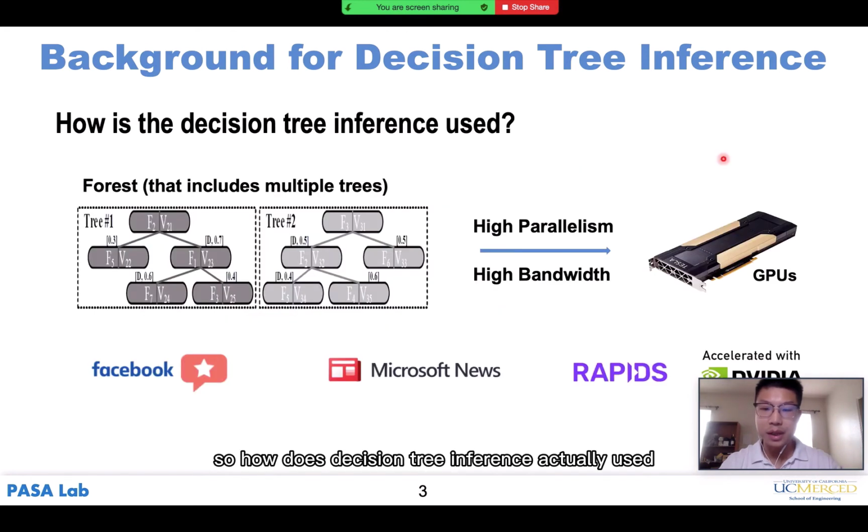So, how is decision tree inference actually used? A lot of companies use GPUs for tree inference to leverage massive thread-level parallelism and high memory bandwidth to provide high-throughput inference. For example, Facebook uses a high-throughput tree inference engine on GPU to decide which notification to send to billions of users, and Microsoft uses it to select customized content to display. NVIDIA uses a high-throughput tree library, RAPIDS FIL, on GPU to serve massive inference requests.